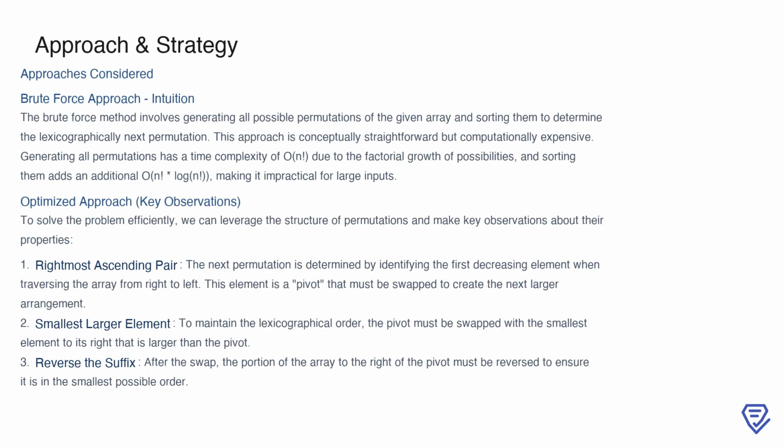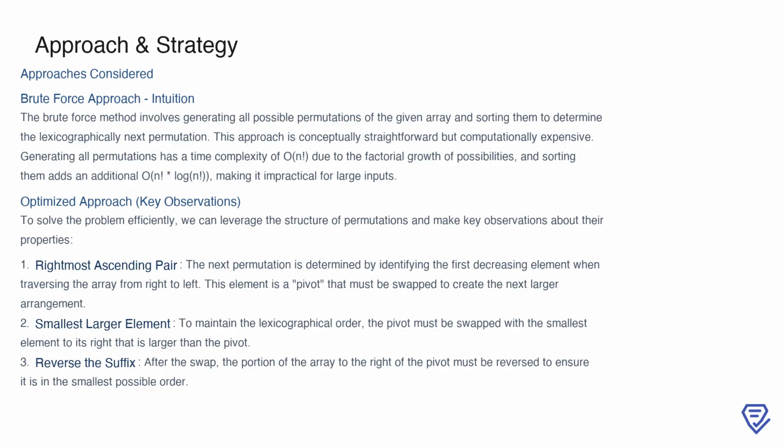Let's start by considering two approaches to solving the problem. The brute force method is the most intuitive. It involves generating all possible permutations of the given array, sorting them, and then identifying the permutation that comes immediately after the current one in lexicographical order. While this approach is straightforward to understand, it is computationally infeasible for large inputs due to its factorial time complexity, O(n!), as the number of permutations grows exponentially with the size of the array. Additionally, sorting these permutations would add even more overhead, making it impractical for real-world use.